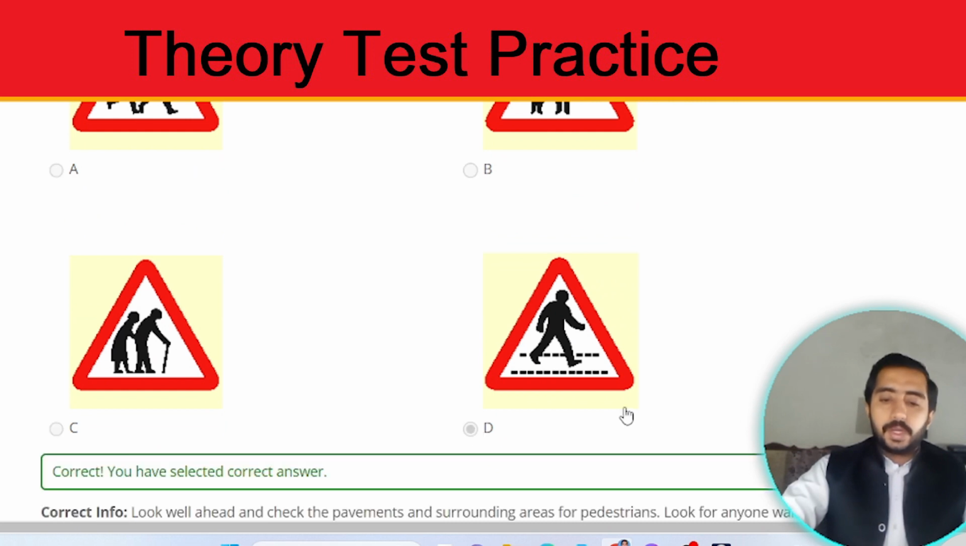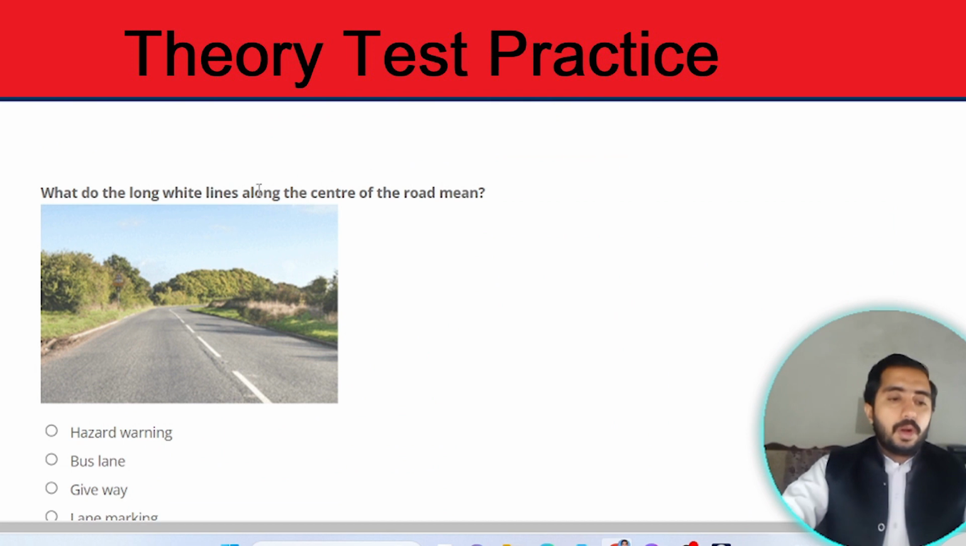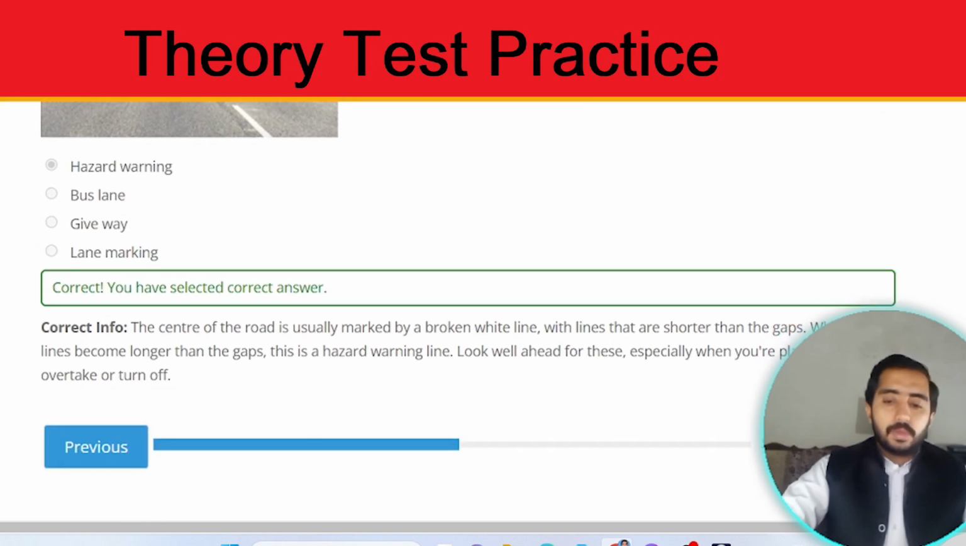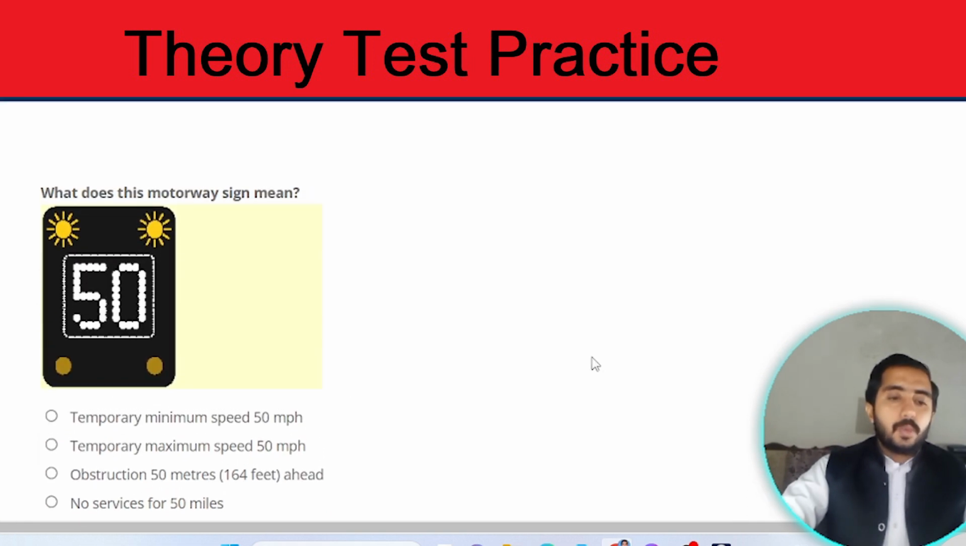This question is repeated. Our next question is, what do long white lines along the center of the road mean? It means hazard warning. Option A. Next one. What does this motorway sign mean? This sign, 50, represents the speed limit in mph, and temporarily this is the maximum speed limit. Next one.